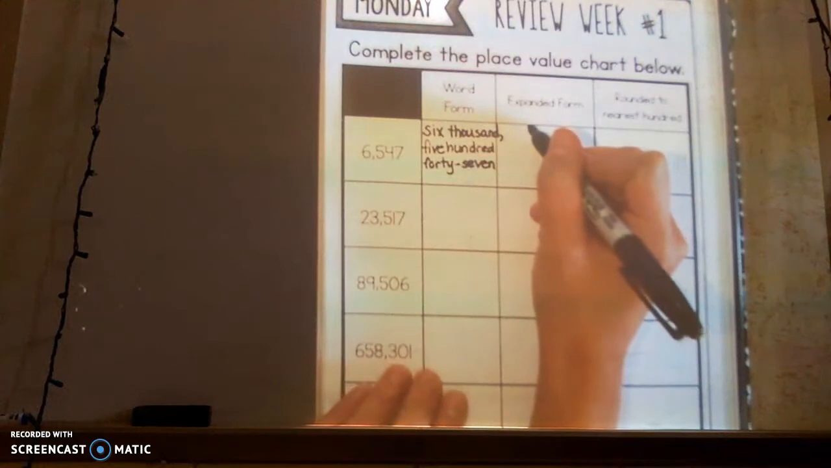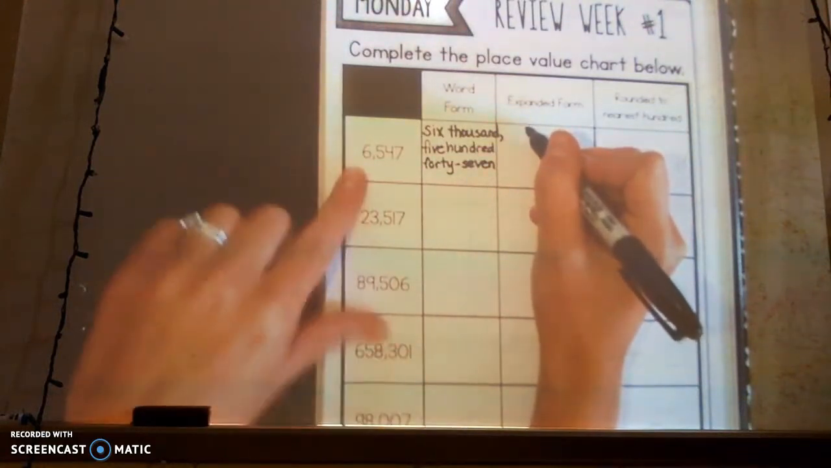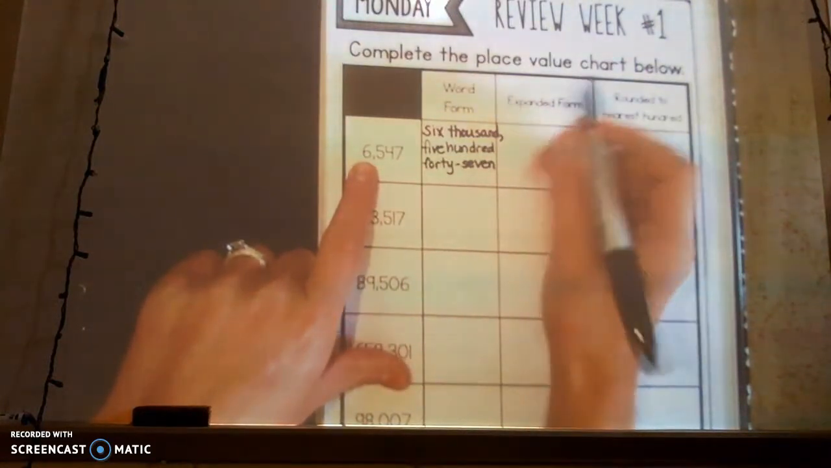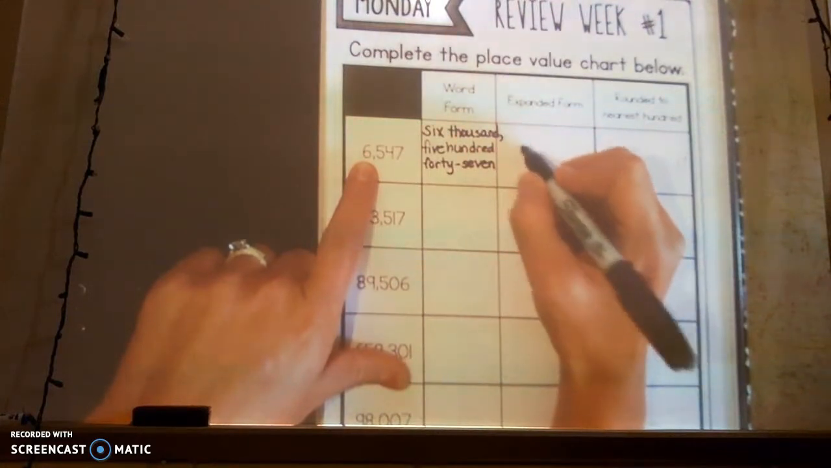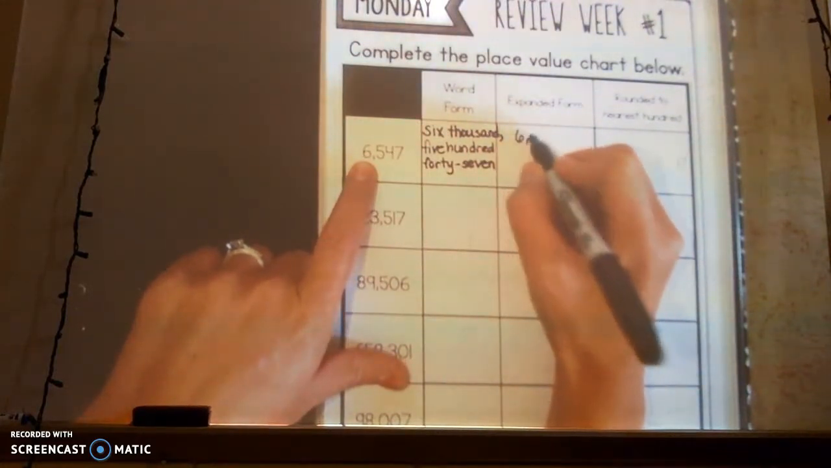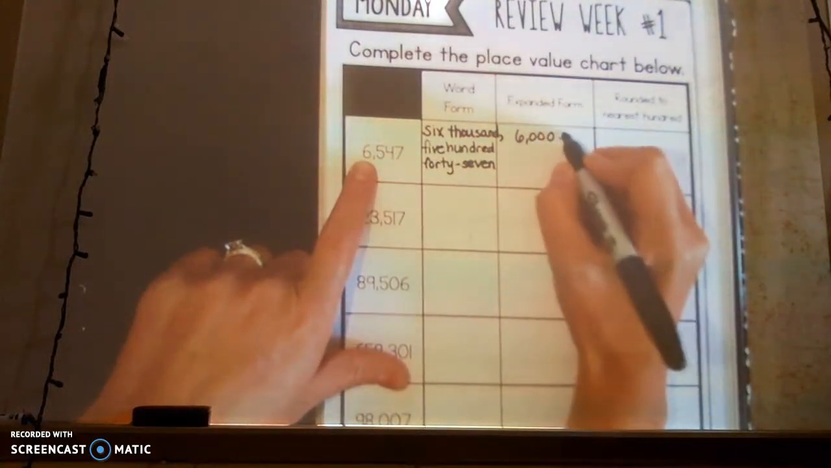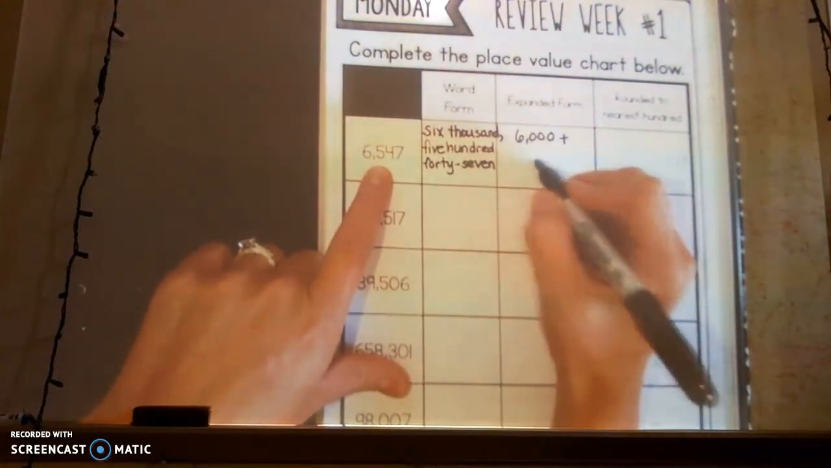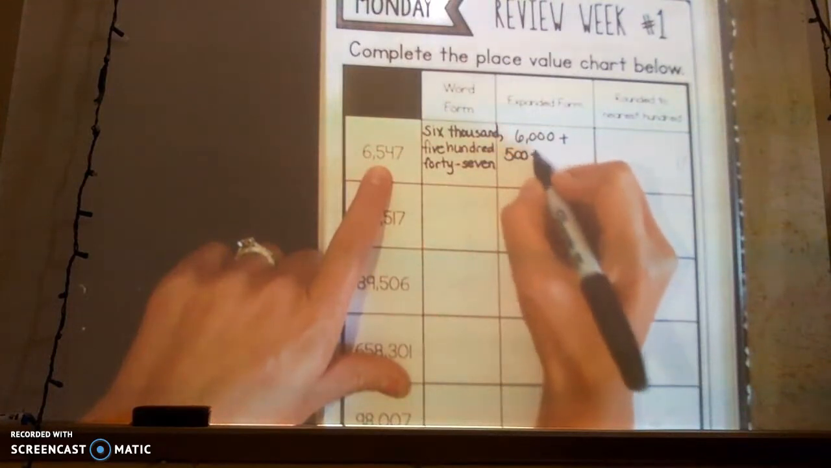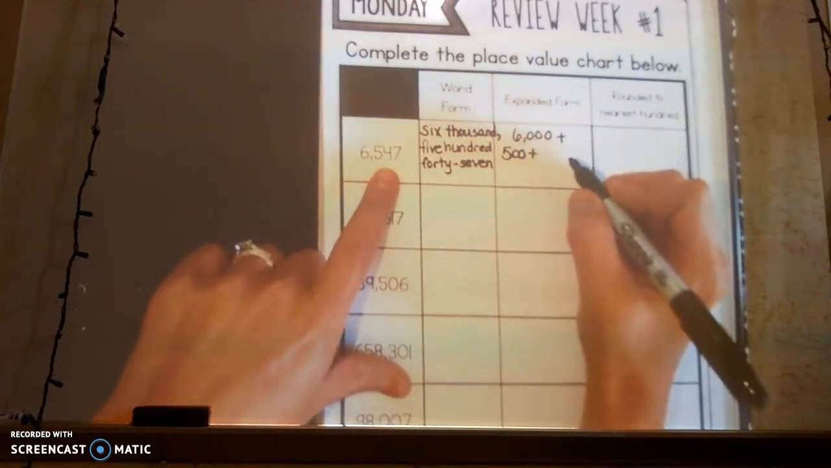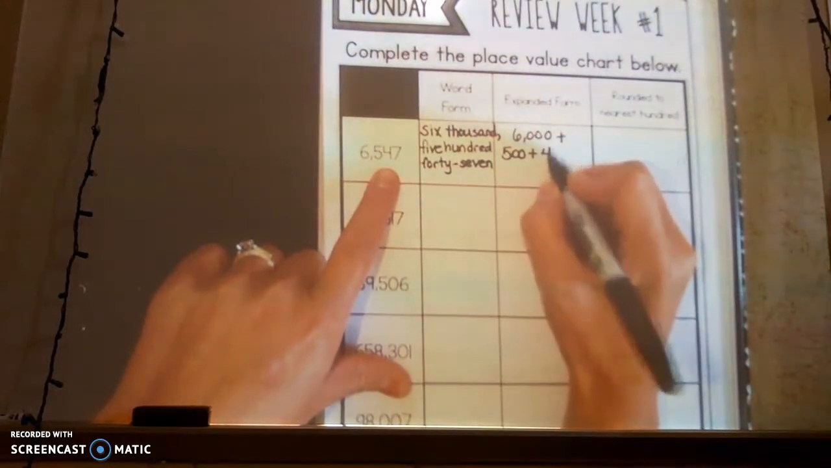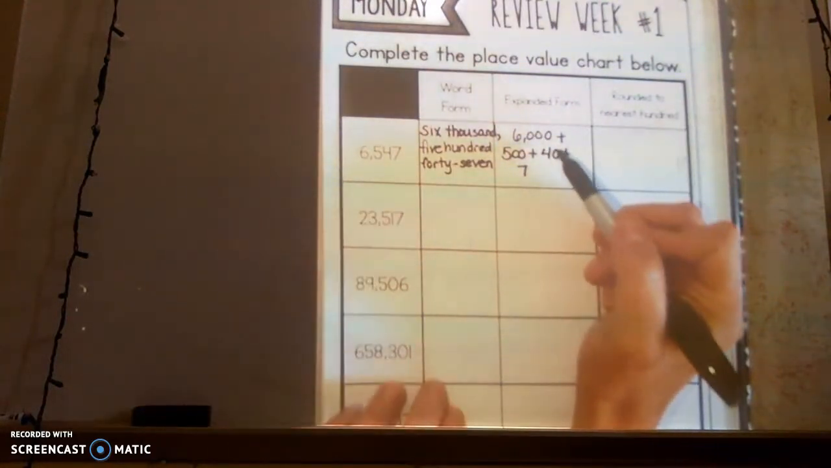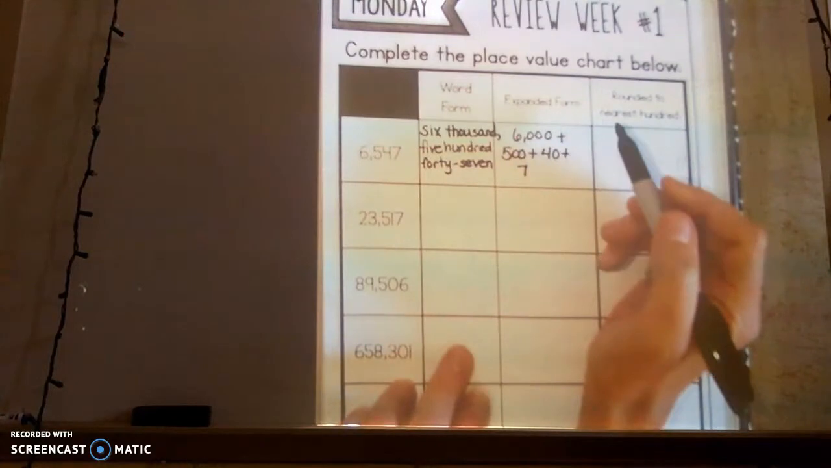Now I'm going to write the same number in expanded form. Remember, we look at our place value to help us write our expanded form, and I'm going to start at the largest place value in the number. So I have a 6 in the thousands place. 6,000s would be 6,000 plus, I have a 5 in the hundreds place. 500s would be 500 plus a 4 in the tens place. 4 tens is 40 plus 7 ones. So I have 6,000 plus 500 plus 40 plus 7 for my expanded form.